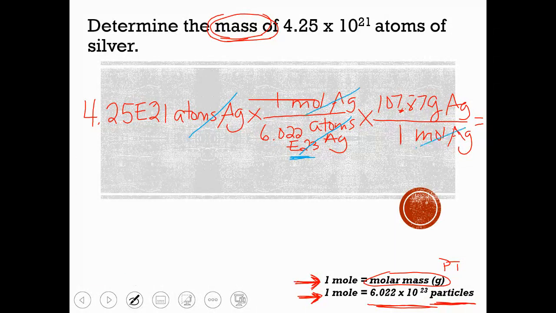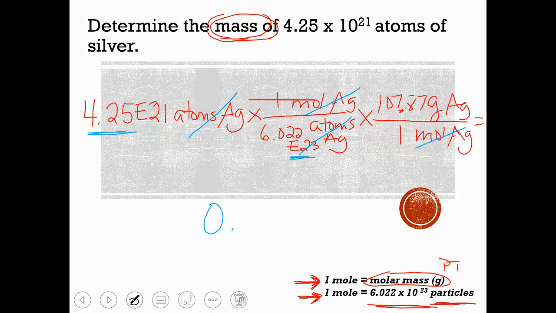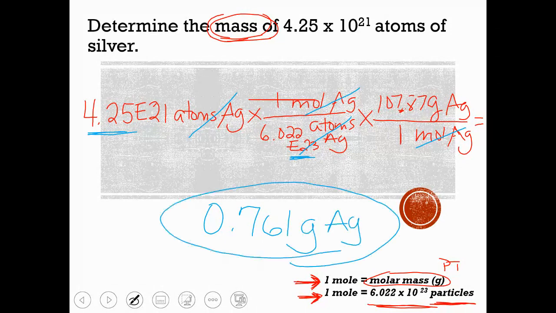So now the moles of silver will divide out. And if I take 4.25 times 10 to the 21, I want to divide by Avogadro's number, 6.022 times 10 to the 23rd, and multiply by the molar mass, which is 107.87. And I get for this answer, I need 3 sig figs, I get 0.761 grams of silver.